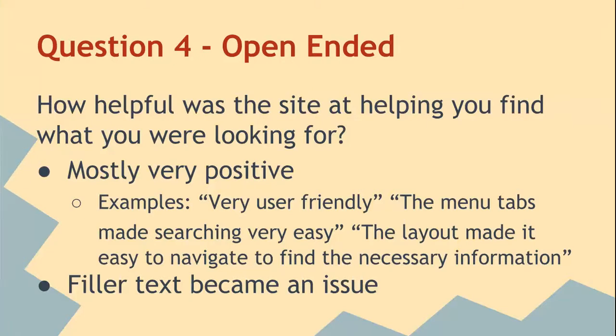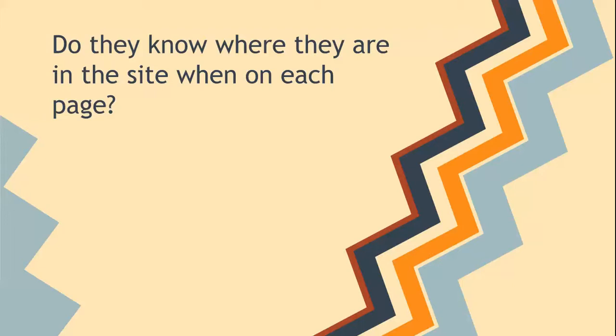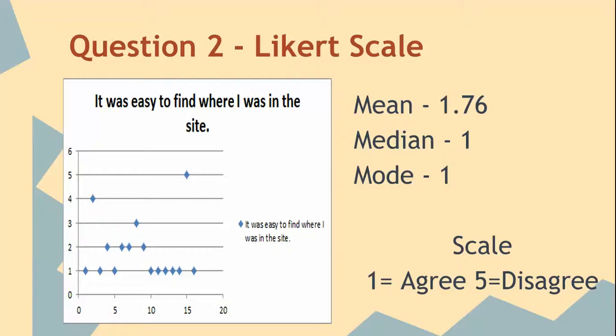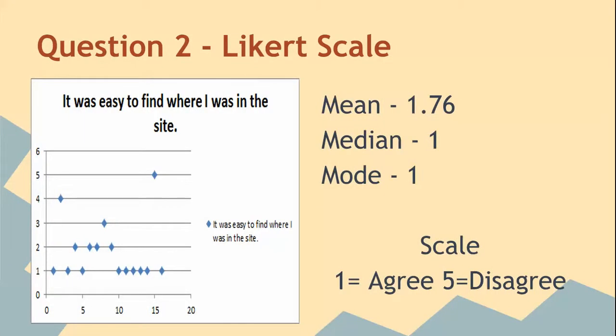area. The next question was, do they know where they are in the site when they're on each page? So when they're on that, do they know what's going on? I chose to do a Likert scale. Again, I got mostly ones. That was my median, mode, and mean. It was easy to find. Most of my users agreed that it was easy to find. I got some 2s, 3s, 4s, and again that lone 5. Which tells me the users were able to find where they were when they were on the site.